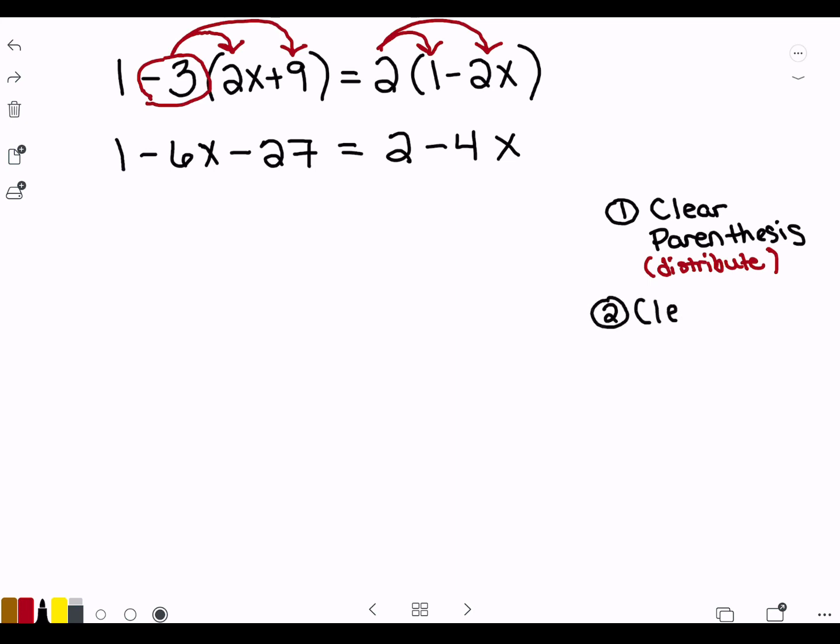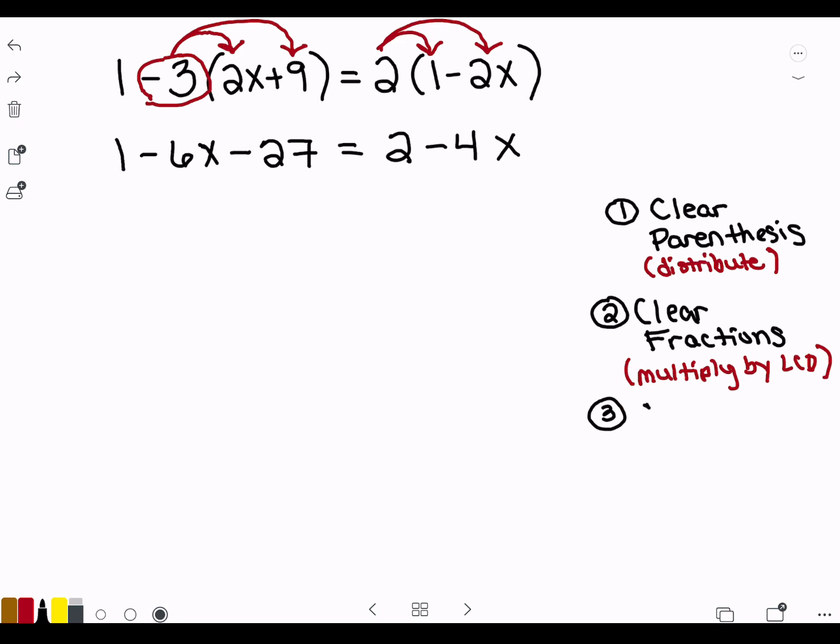The next step is to clear the equation of fractions. Now, this particular problem does not have fractions in it, but if I did have fractions, at this step, I would clear the equation of fractions. And I would do that by multiplying by the LCD. Now I'll just write this step down. Like I said, we don't have fractions, so we don't have to worry about that step for this particular problem.